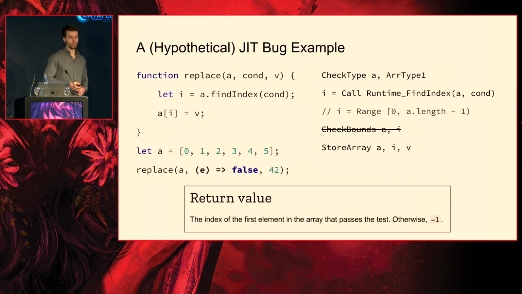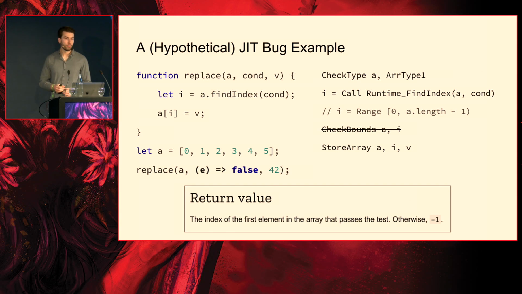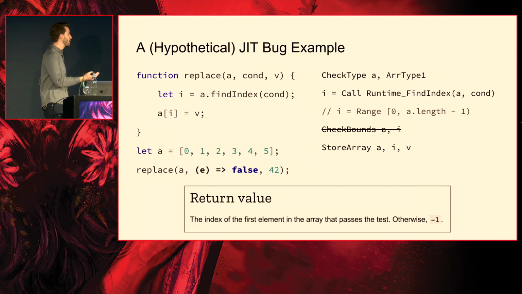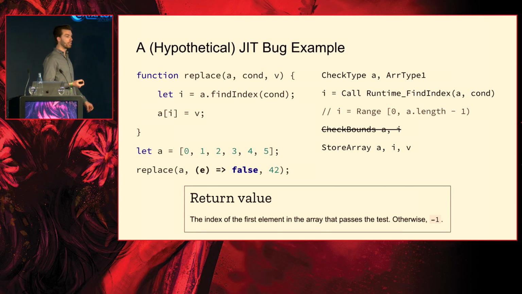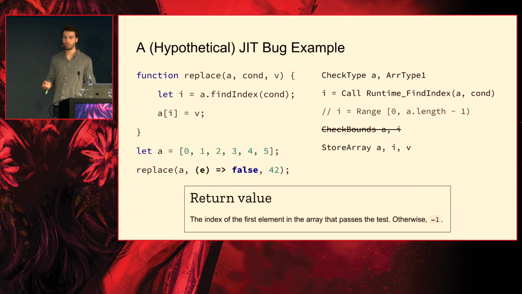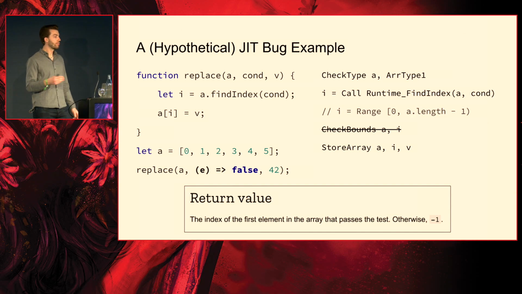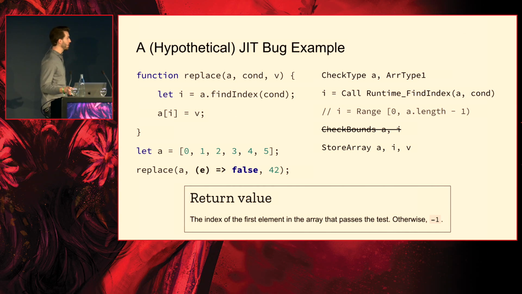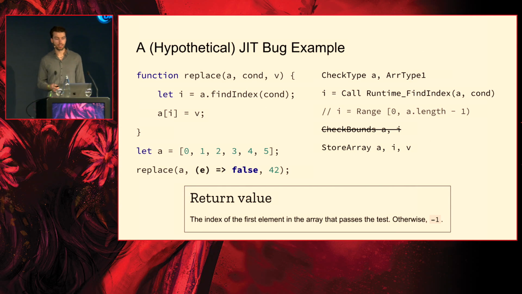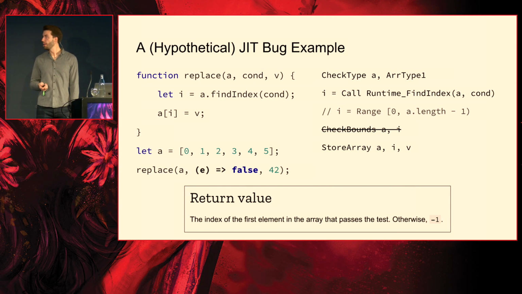But no, this doesn't quite work, because of course, if the value is never found, then findIndex, in this case, returns -1, and so this would give you an out of bounds write, in this case, in front of the array. Yeah, so that doesn't work. Of course, this is a very simple example, but I think it highlights the point.